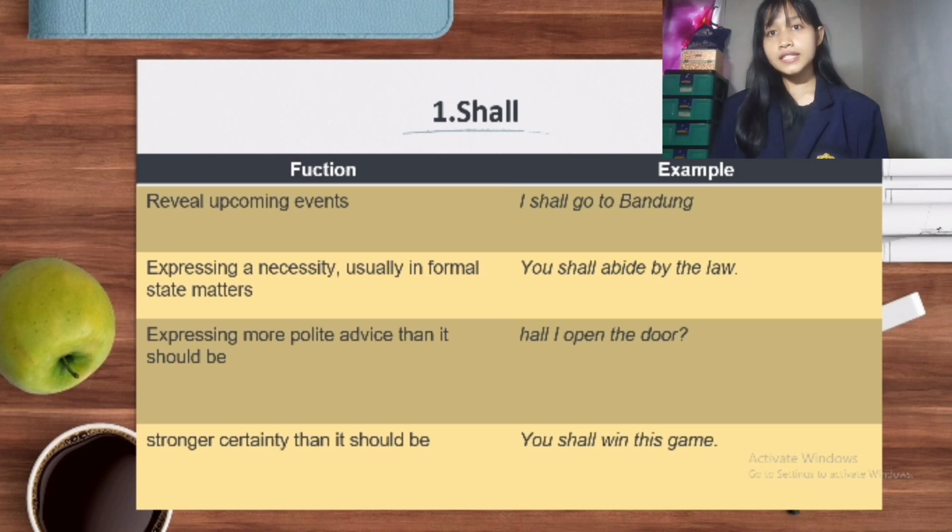And the third function, expressing a polite offer or advice. For example, shall I open the door? And the last function, stronger certainty that it shall be. For example, you shall win this game.